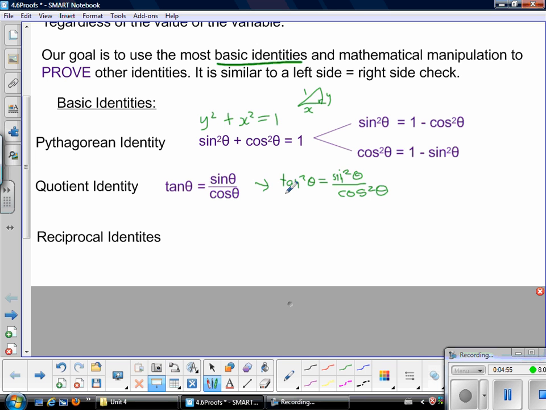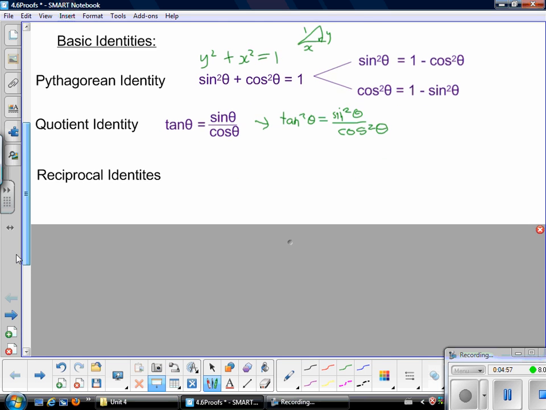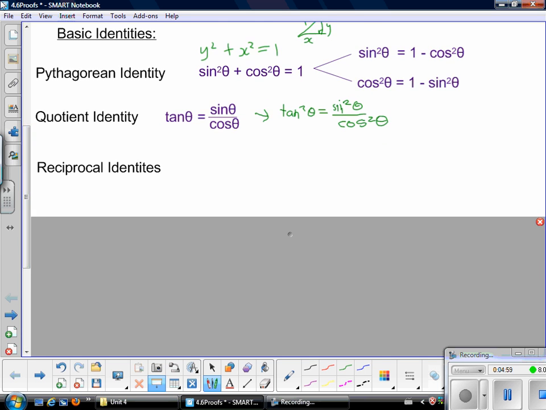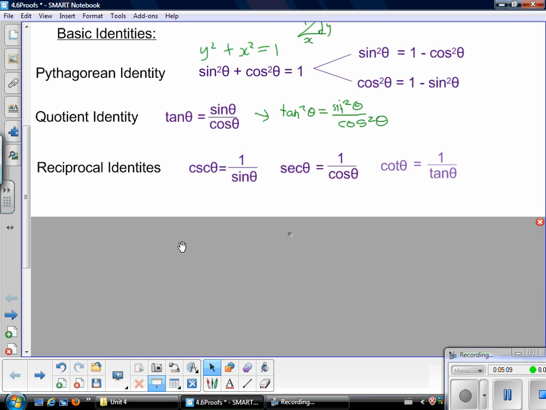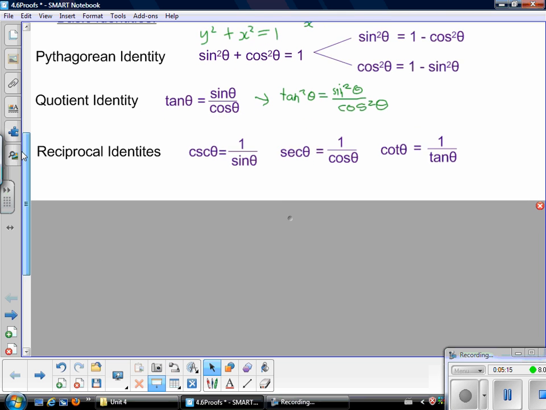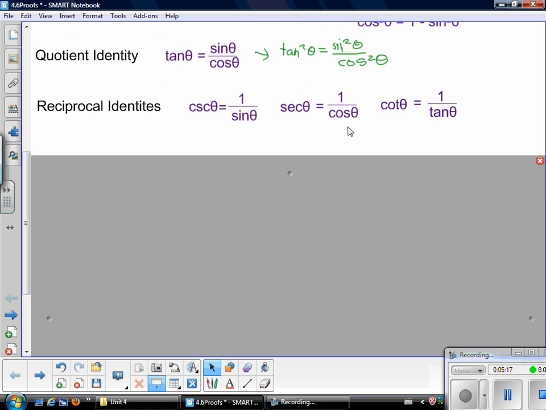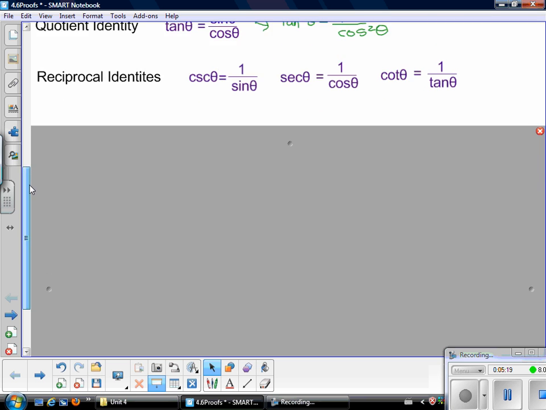Okay. Then what we have is our reciprocal identities. Those include cosecant theta is 1 over sine, secant is 1 over cos, and cotangent is 1 over tan theta. Okay, so let's see, what are we expected to do with these basic identities?